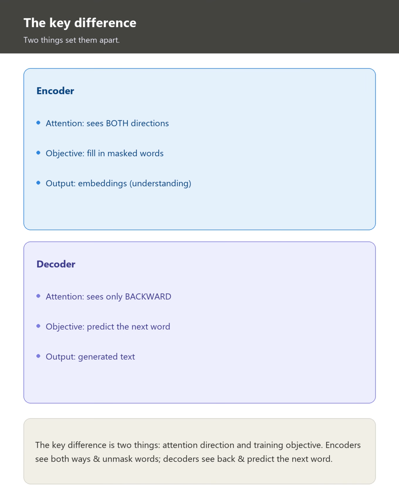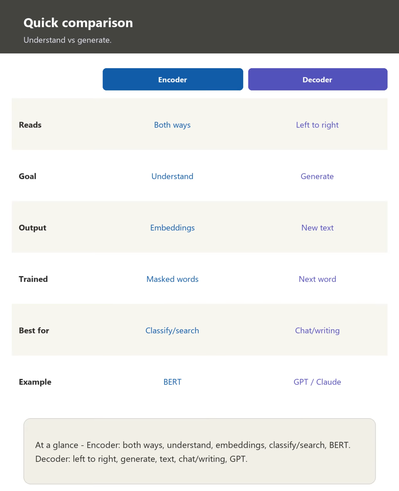So the core difference comes down to two things: attention direction and training objective. Encoders see both ways and fill in masked words. Decoders see only backward and predict the next word. Quick comparison. Encoders are bidirectional, built to understand, output embeddings, and best for classification and search. Decoders go left to right, are built to generate, output text, and are best for chat and content.